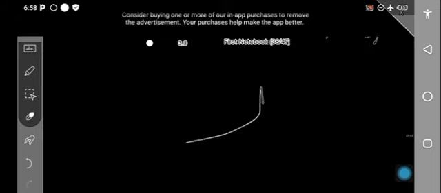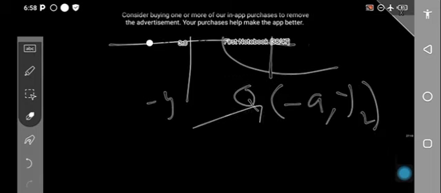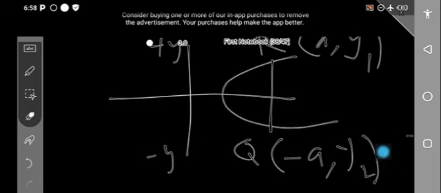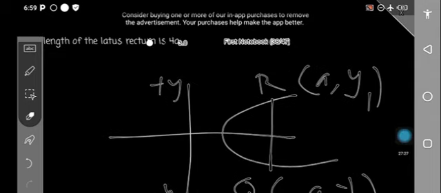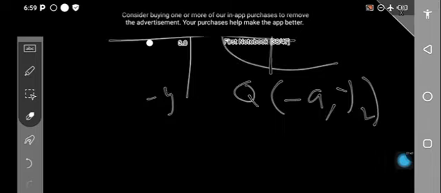All right. So how do we get the coordinates of the latus rectum? Look at what we have here. Both point Q and point R are points on the parabola, and we know that any point on the parabola will satisfy the equation of the parabola. So all we need to do is substitute these points into the equation of the parabola.